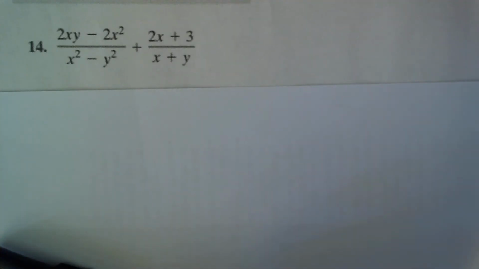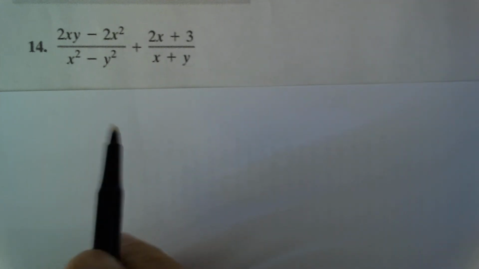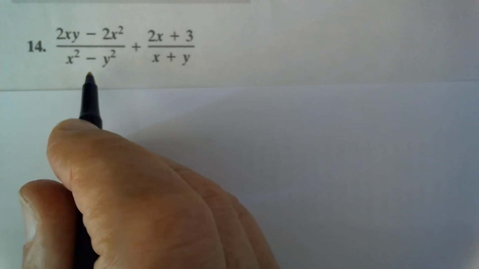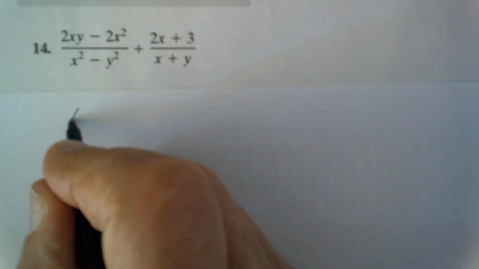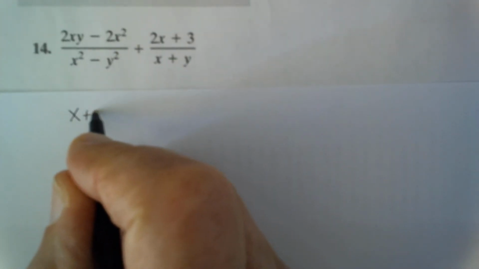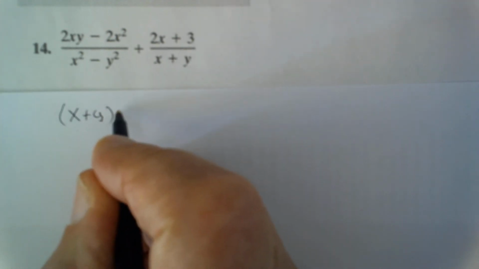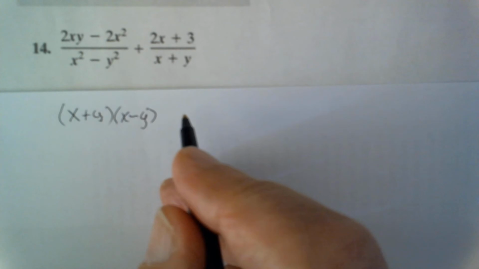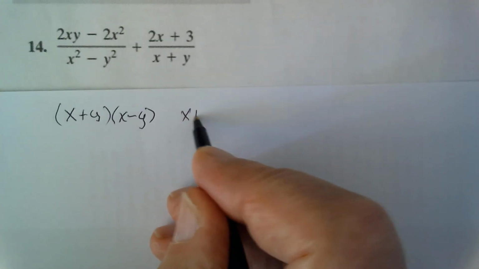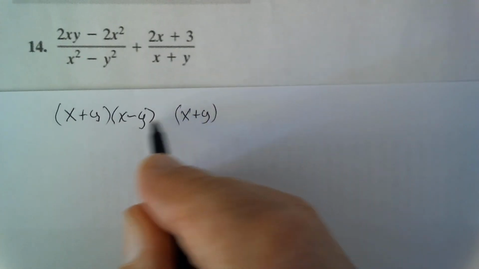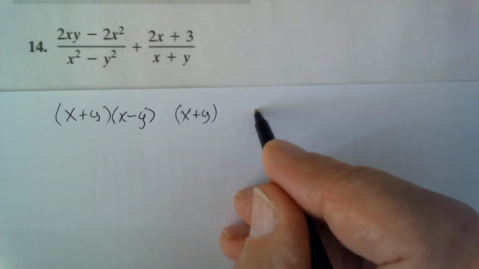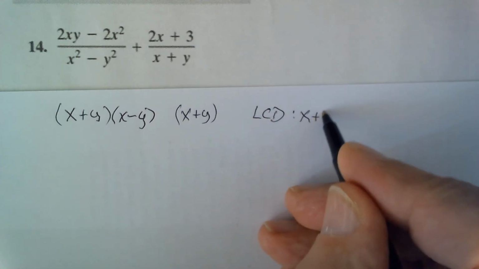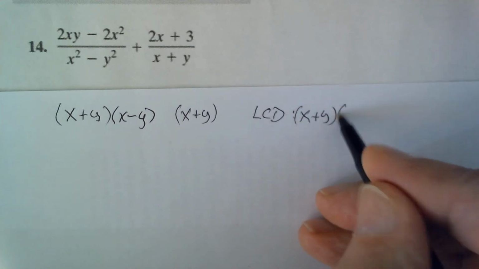In the next exercise, number 14, the denominators are x squared minus y squared and x plus y. So when we factor the first denominator, that is the difference of two squares, that is x plus y times x minus y. And for the second one, we have x plus y. So we already had that one, so then the LCM, or the least common denominator in this case, would be x plus y times x minus y.